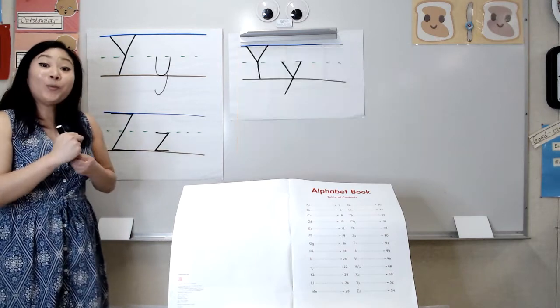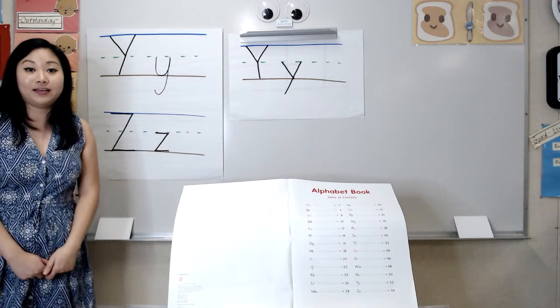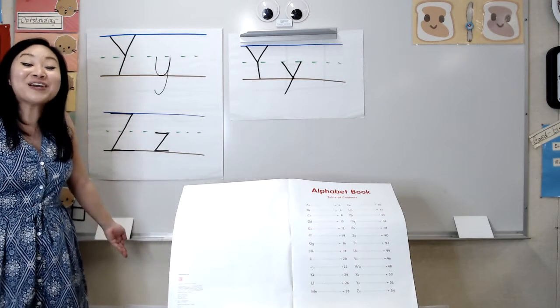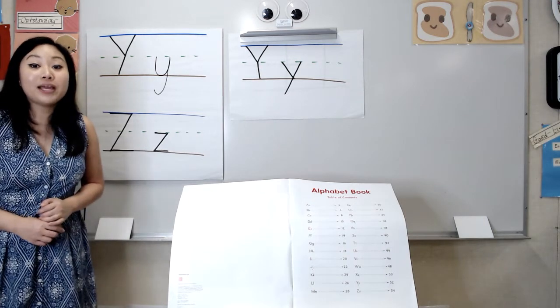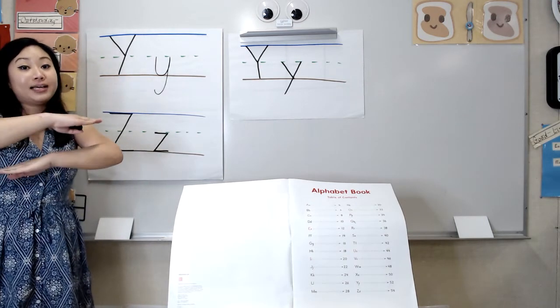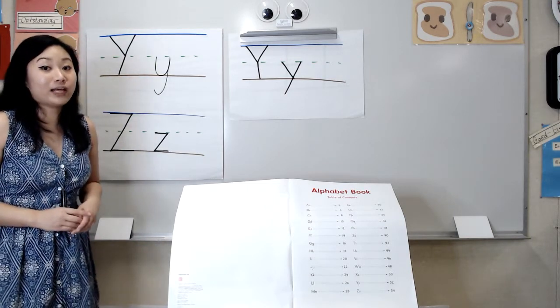Now, what do you notice about uppercase Z and lowercase z? You're right, uppercase Z is bigger, but they both look exactly the same. They're both made up of 2 horizontal lines and 1 vertical line that connects them. Now let's look at both letters.